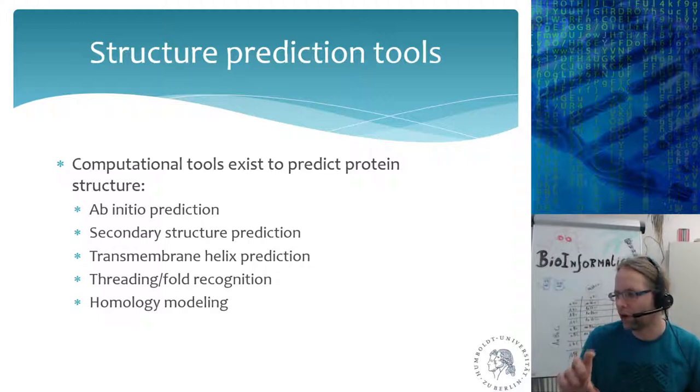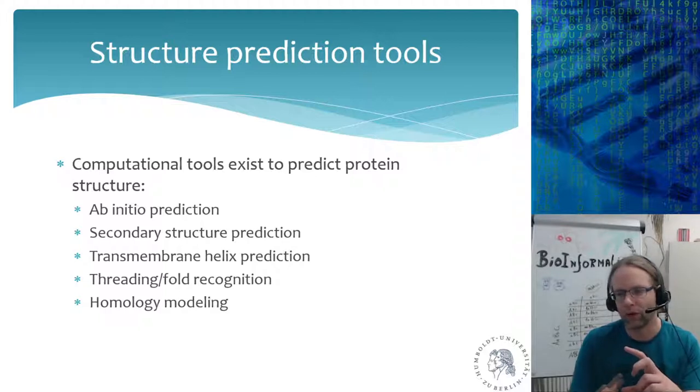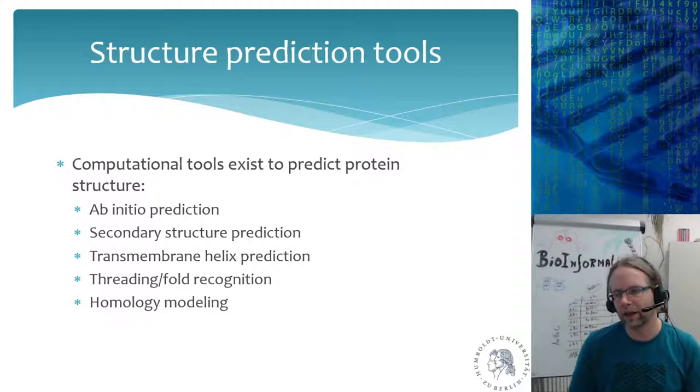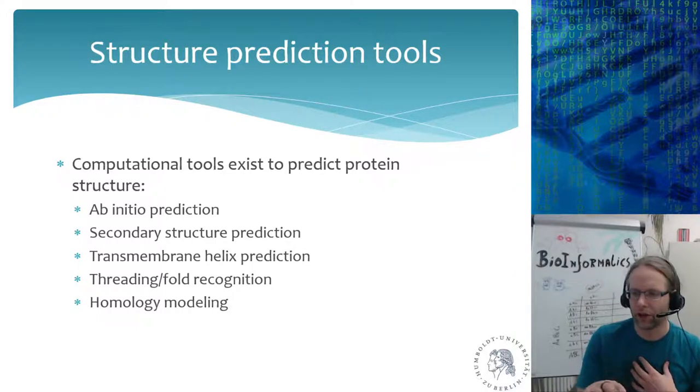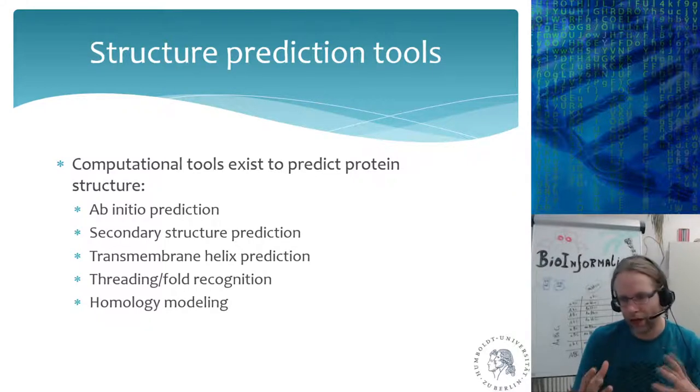So if an alpha helix has a certain amount of helical turns, then you can combine that with the knowledge of how thick the cell membrane is, and then you can predict if this protein will insert into the cell membrane and if it will function, for example, as a transporter or as a receptor.